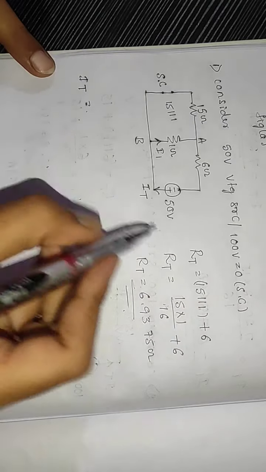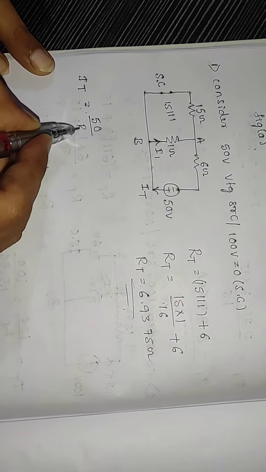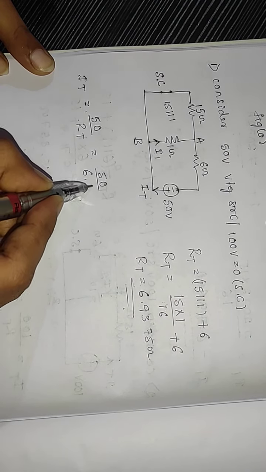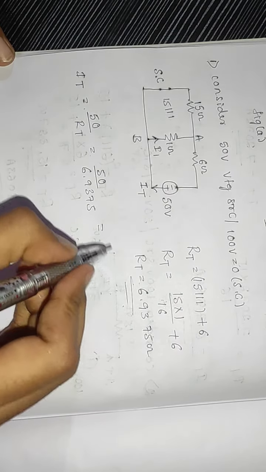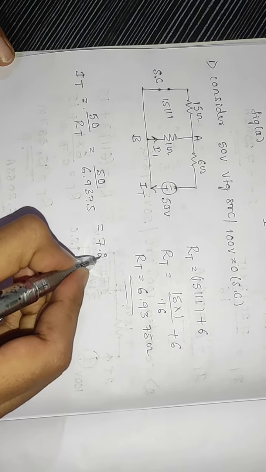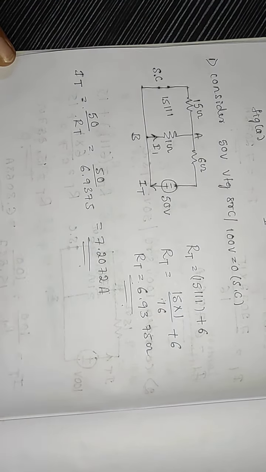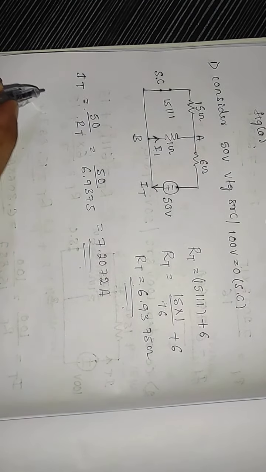Yes, the total current: the total voltage is 50 volt, divided by the total resistance. The 50 volt divided by the total resistance 6.9375 equals 7.2072 ampere. Okay.